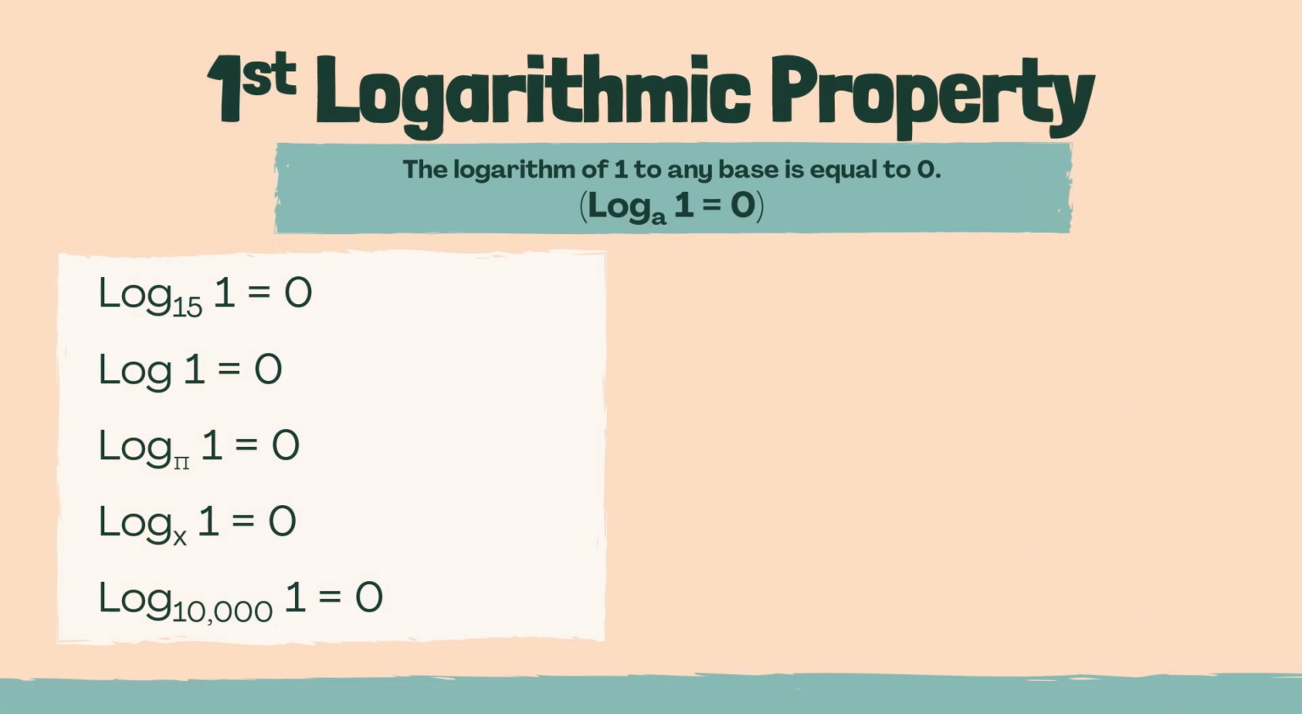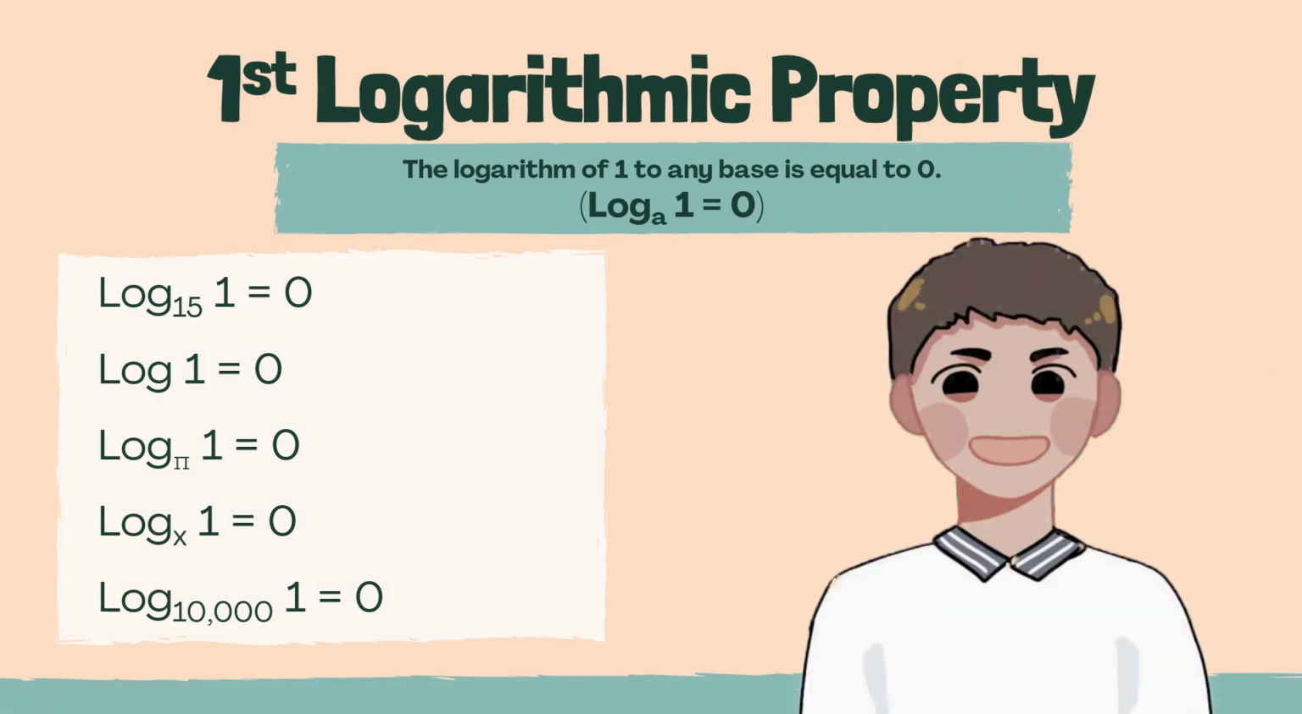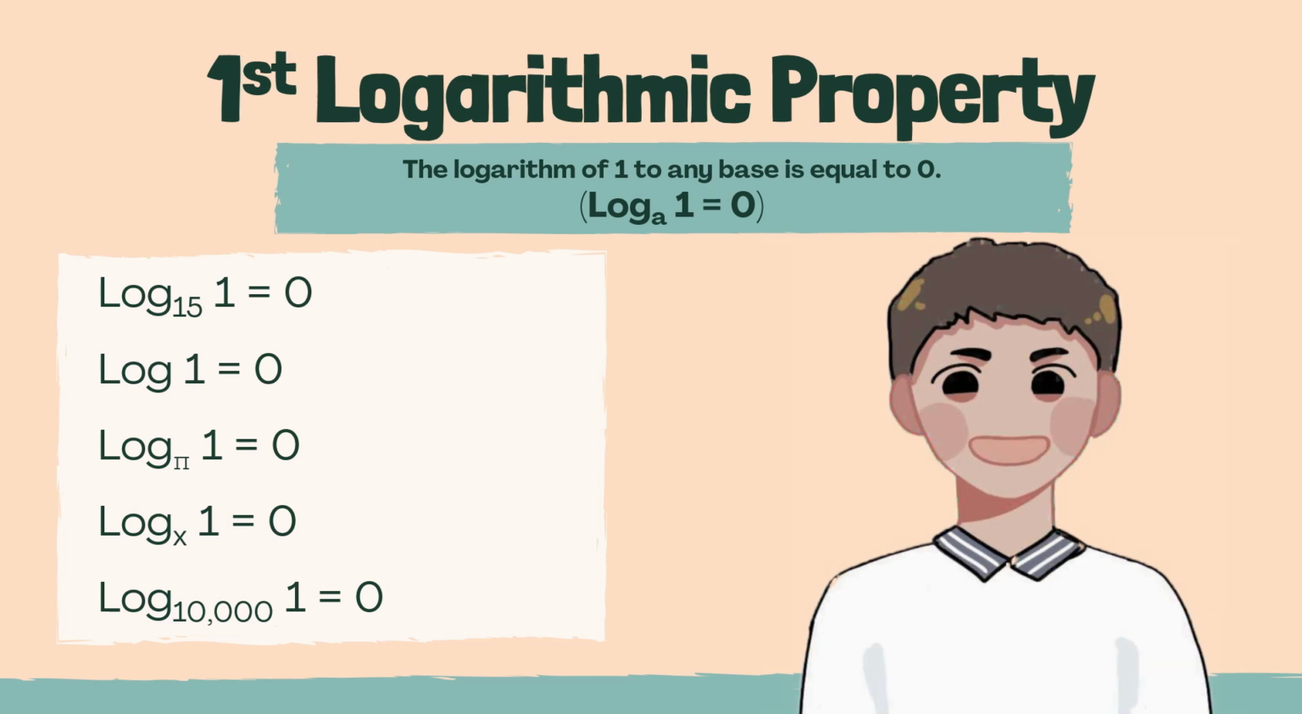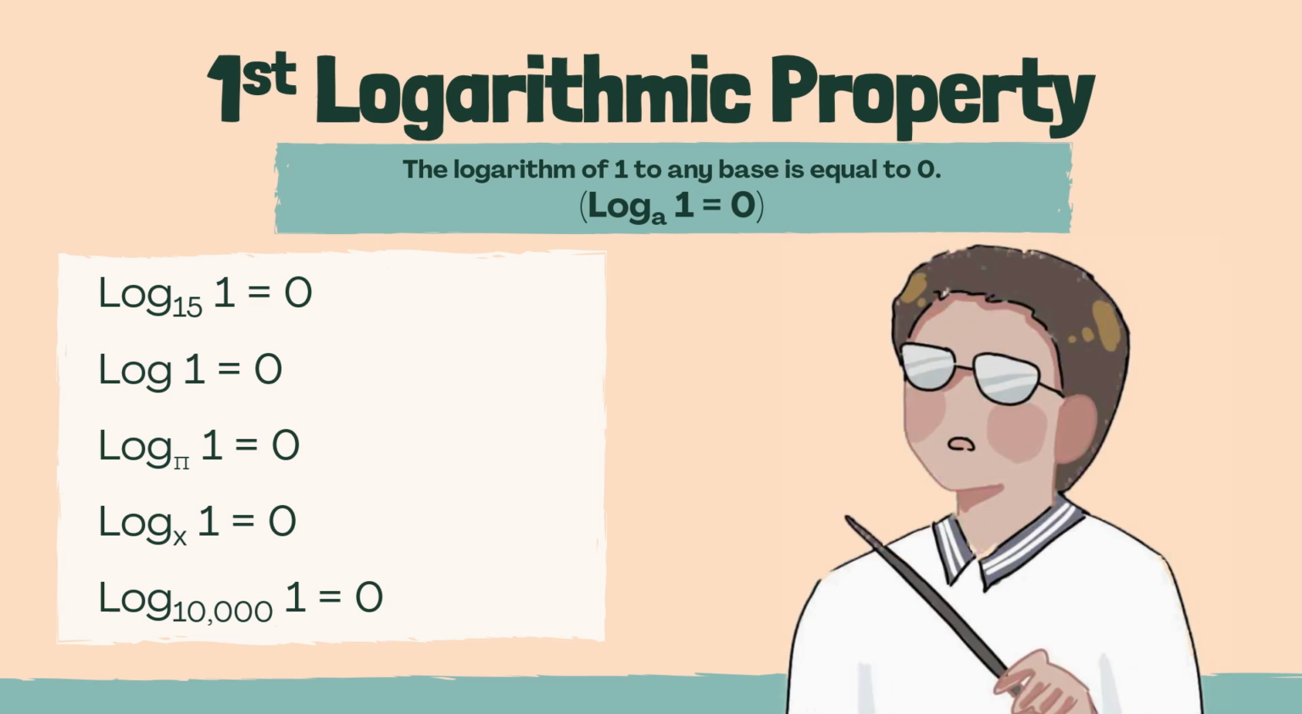First property, the logarithm of 1 to any base is equal to 0. It is read as the log base a of 1 equals 0. To demonstrate, here are some examples. Log base 15 of 1 equals 0. Log of 1 equals 0. Log base pi of 1 equals 0. Log base x of 1 equals 0. Log base 10,000 of 1 equals 0.